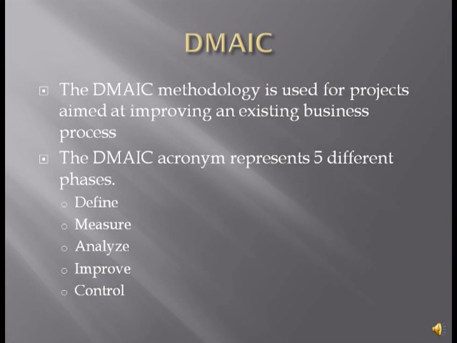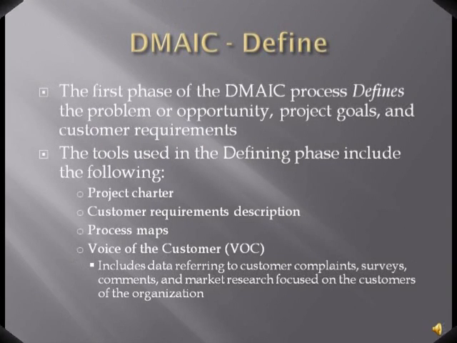DMAIC methodology is one of the main Six Sigma process improvement methods. It is focused on existing business processes. DMAIC stands for Define, Measure, Analyze, Improve, and Control. The first step in the process is to define the problem or opportunity, project goals, and customer requirements. A project manager can use the project charter, requirements planning, process maps, or direct input from the customer to define the process.